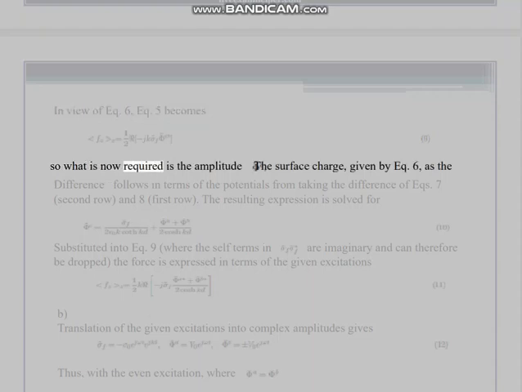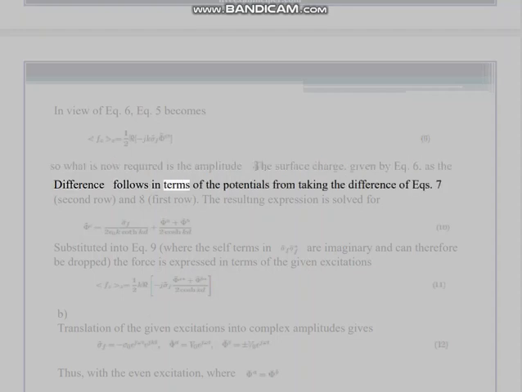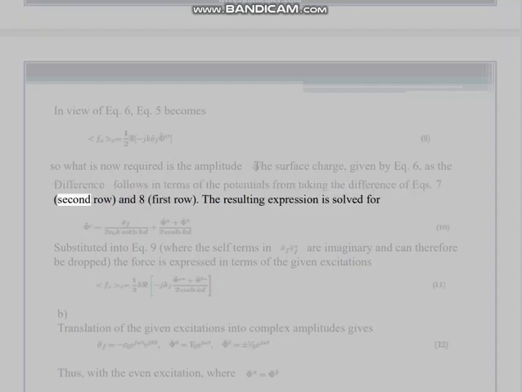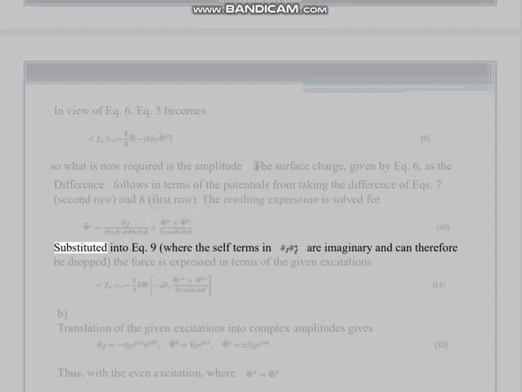So what is now required is the amplitude of the surface charge, given by Equation 6, as the difference, which follows in terms of the potentials from taking the difference of Equation 7, second row, and Equation 8, first row. The resulting expression is solved for and substituted into Equation 9, where the self-terms are imaginary and can therefore be dropped. The force is expressed in terms of the given excitations.